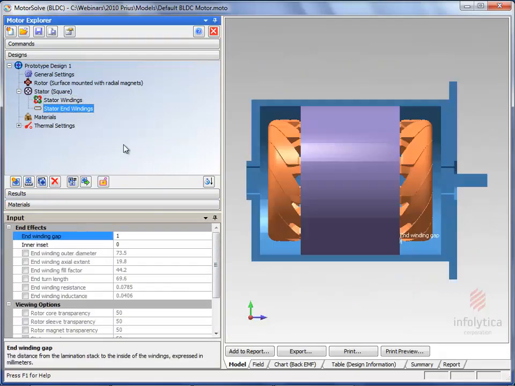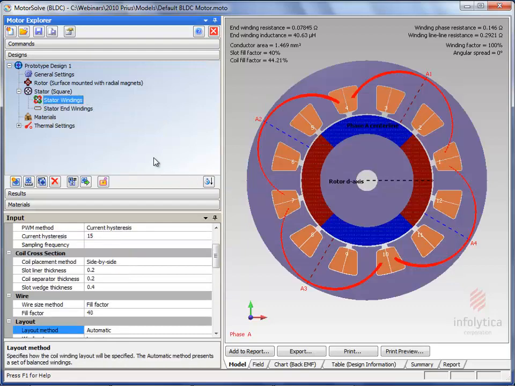Additionally, we have a construct area for describing the end winding of the motor, and this is very important for the overall impedance character of the winding. Note that back in this interface area we have a full representation of the winding, both from a resistance and an inductance perspective.